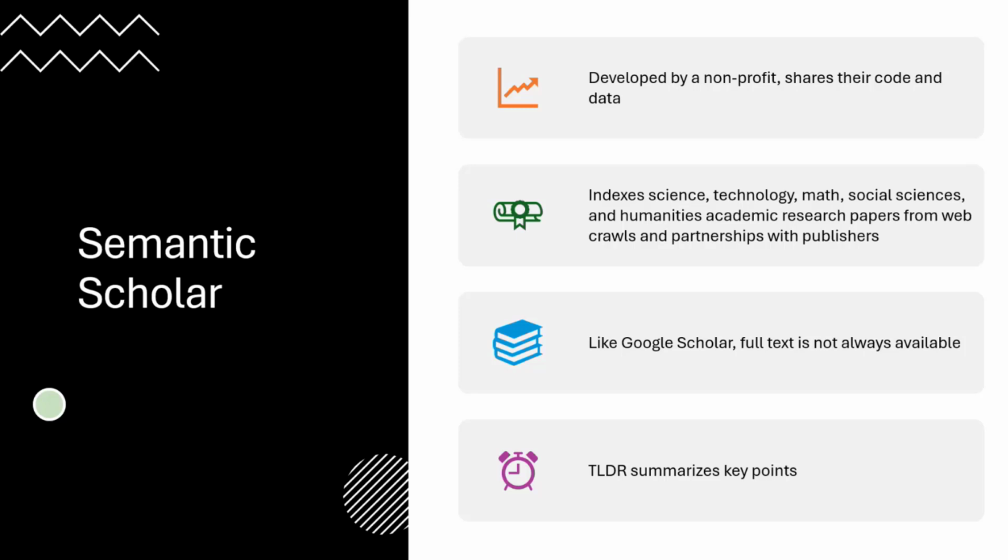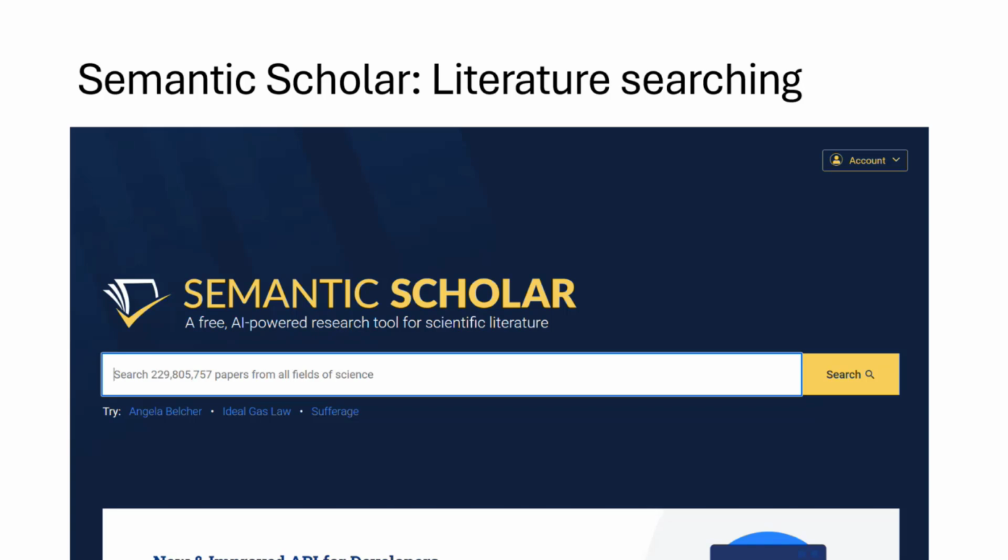Rather than just using the abstract, it summarizes the key point of the article in what they call a TLDR, which stands for too long, didn't read. So this is what the interface looks like when you go to Semantic Scholar. It is just a very simple search bar, and you can type in your research question or your keywords. You can type in an author's name, the name of a specific paper, a journal. It is more forgiving than library databases as far as the language that you use to search.